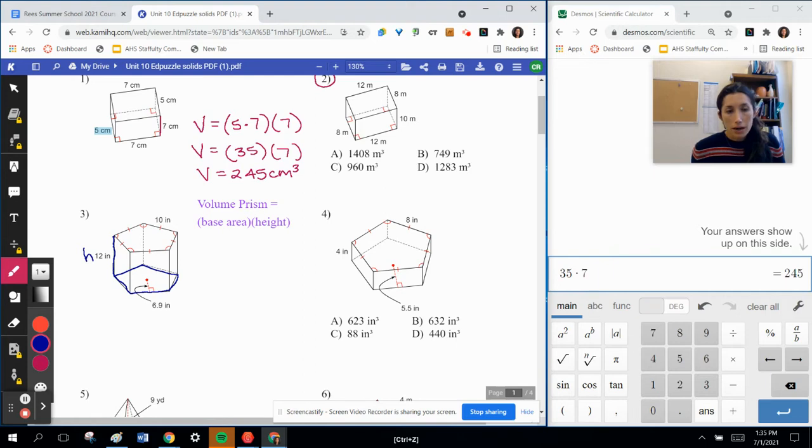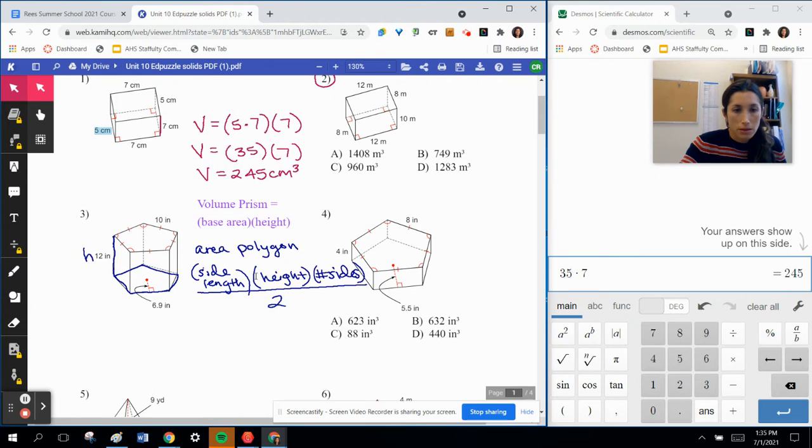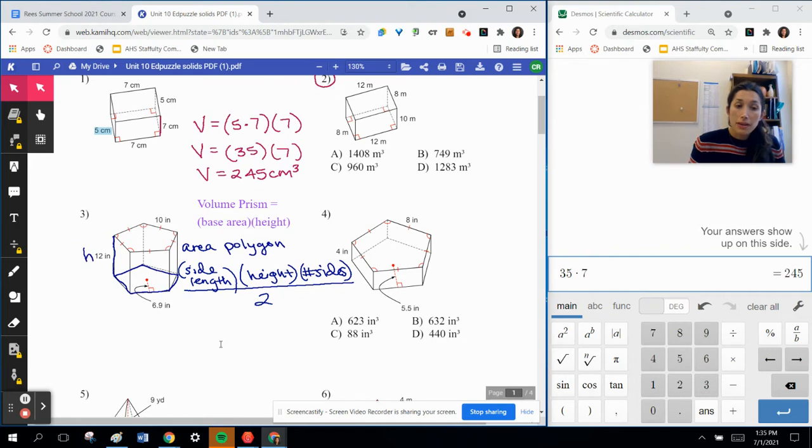Well, base area, area of a regular polygon, remember, is the side length of the polygon multiplied by the height of the polygon. We also call that the apothem, times the number of sides that you have, all divided by 2. All right, so let's find the area of that pentagon.